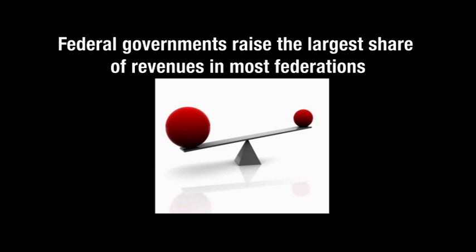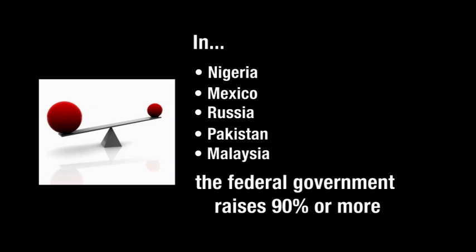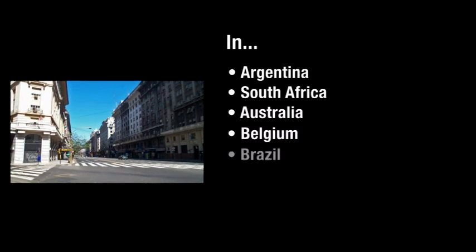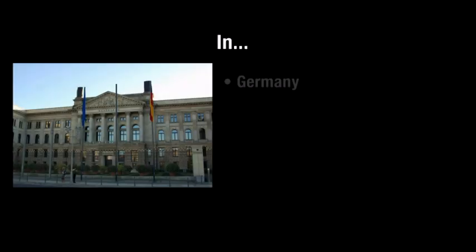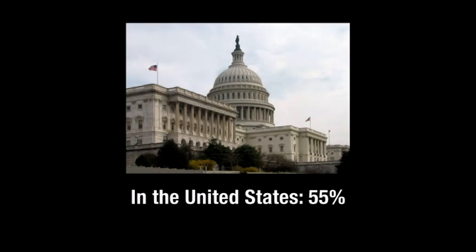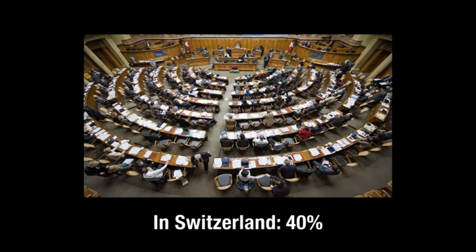Federal governments raise the largest share of revenues in most federations. For example, in Nigeria, Mexico, Russia, Pakistan, and Malaysia, the federal government raises around 90% or more of the revenues. In Argentina, South Africa, Australia, Belgium, and Brazil, the federal share is between 75 and 85%. In Germany, Austria, Spain, and India, it's 60 to 65%. In the United States, the federal government collects 55%. In Canada, it's 47%. And in Switzerland, it's about 40%.